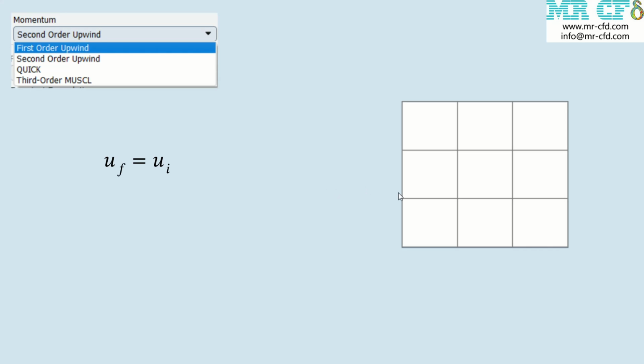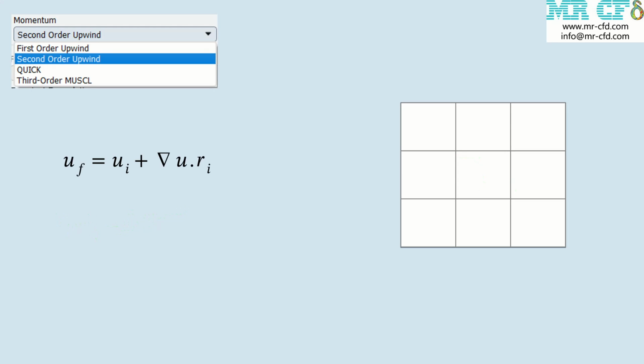For example, if cell I is the upstream cell and face F is the interface with the direction of flow moving from cell I towards face F, we can approximate the velocity at face F using the value of velocity at cell I. Using a Taylor series expansion, we can express the velocity at face F as U_F is equal to U_I plus higher order terms. But in a first-order upwind scheme, we truncate the series by neglecting the higher order derivatives, resulting in U_F equal to U_I.